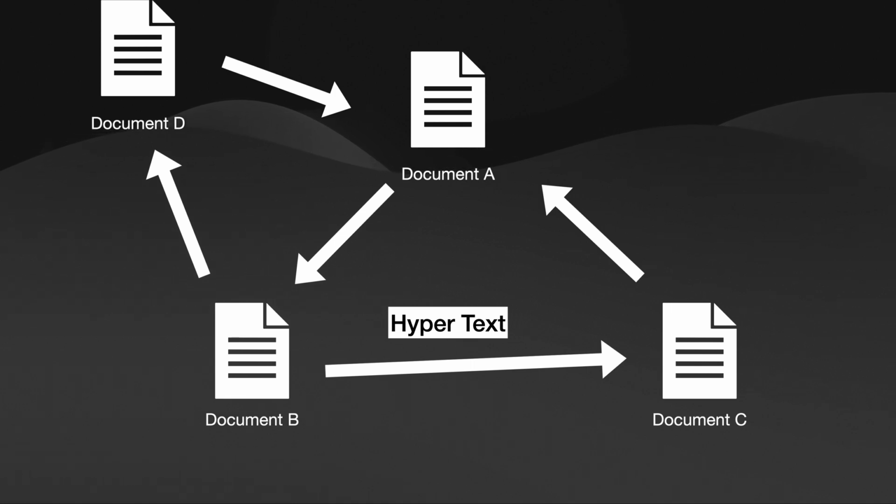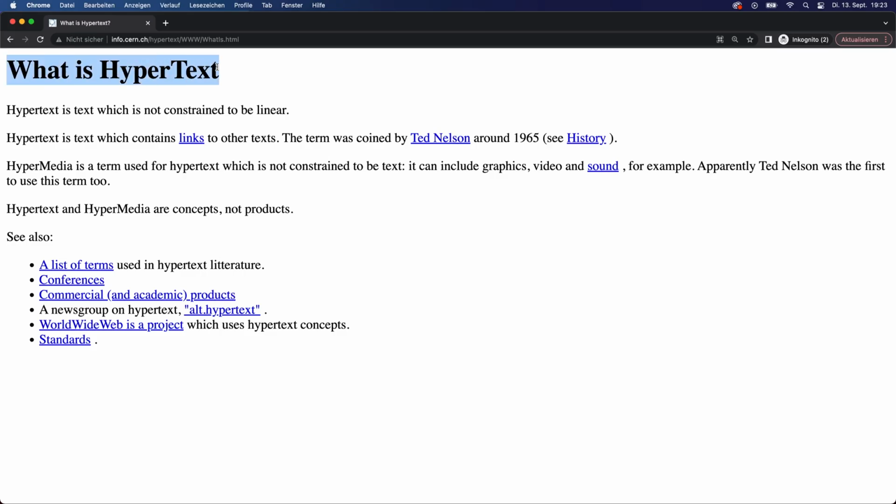In fact, he had already worked with that technology before. But what exactly is hypertext? According to this glorious website, hypertext is text which contains links to other texts. The term was already coined by Ted Nelson around 1965. So the concept itself wasn't new at all. Tim Berners-Lee just found the perfect application for it, the World Wide Web.